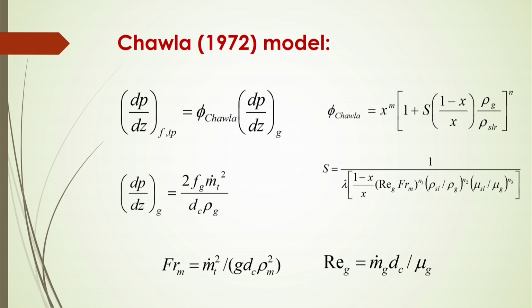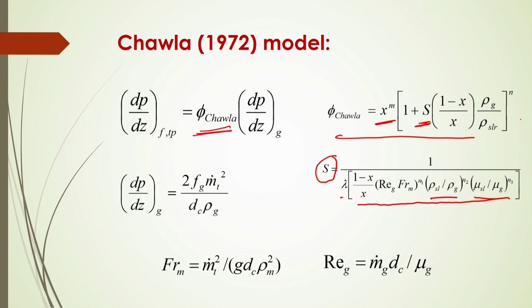Chawla 1972 developed the same concept of frictional pressure drop by considering the multiplier as phi Chawla, and in this case they have correlated this phi Chawla with the mass quality and one parameter called S, that is the slip parameter. This slip parameter is defined as 1 by lambda, into a function of the Reynolds number of gas, Froude number of the mixture, and the density ratio of slurry to gas and the viscosity ratio of slurry to gas. So, in this case this parameter is very important.